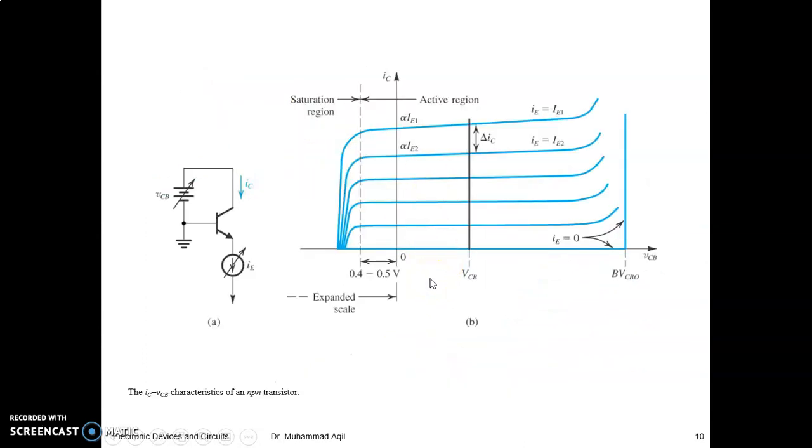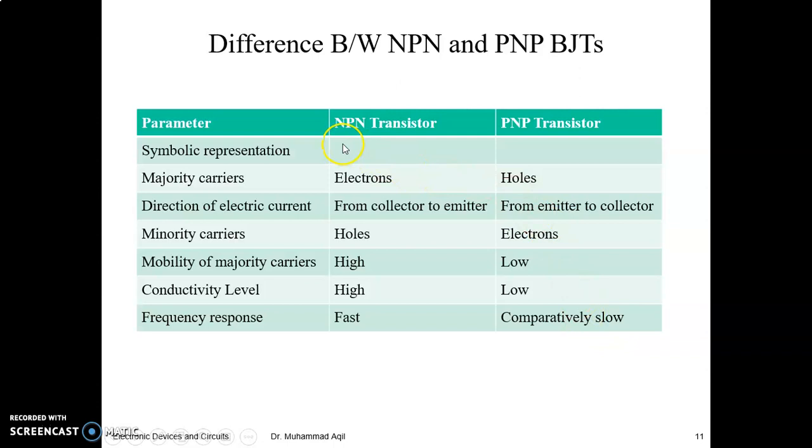So what would be the common base characteristics curve for a PNP transistor? Please think of yourself. I just tell you it will be starting from the fourth quadrant and it will be going towards the third quadrant. So let's see some differences between NPN and PNP transistors.